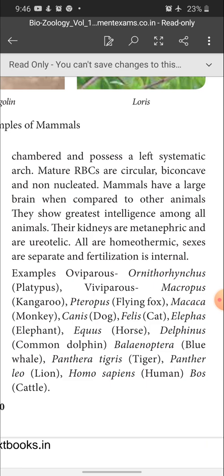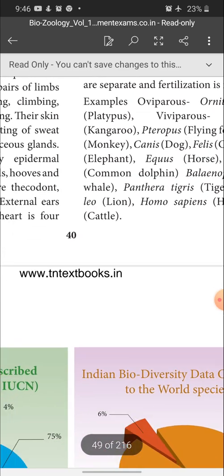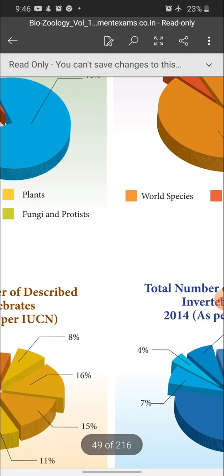Example, oviparous mammal, only one, Ornithorhynchus, and viviparous mammals, others are what? Macropus kangaroo, Pteropus flying fox, Macaca monkey, Canis dog, Felis cat, Elephas elephant, Equus horse, Delphinus common dolphin, then Balaenoptera blue whale, Panthera tigris tiger, Panthera leo lion, Homo sapiens human, Bos cattle. So these are the examples for what? Class Mammalia. Okay children, I completed this chapter with this.